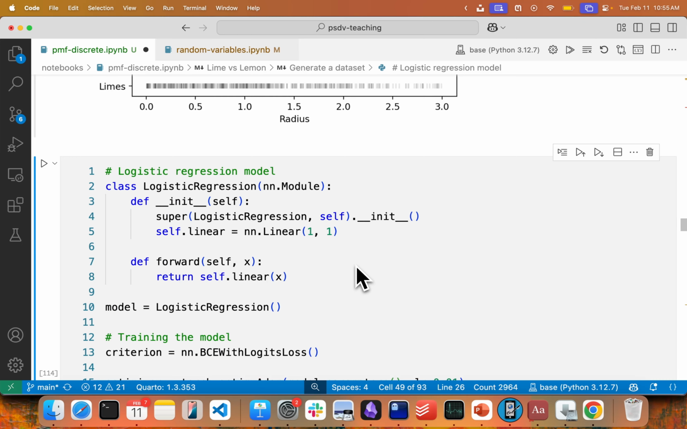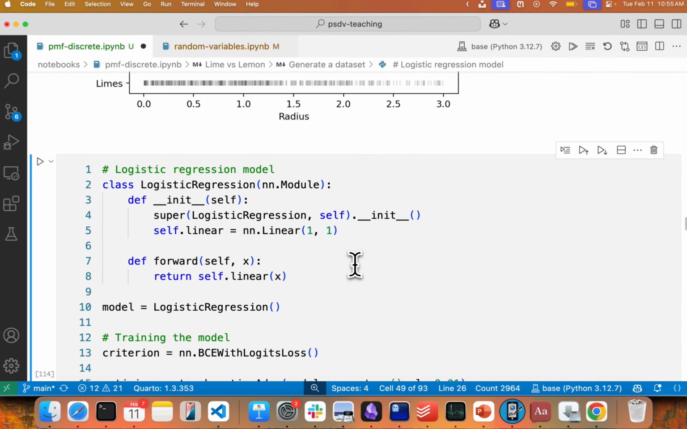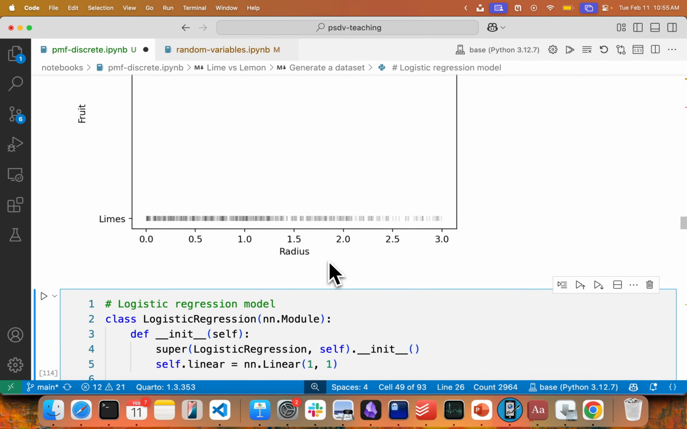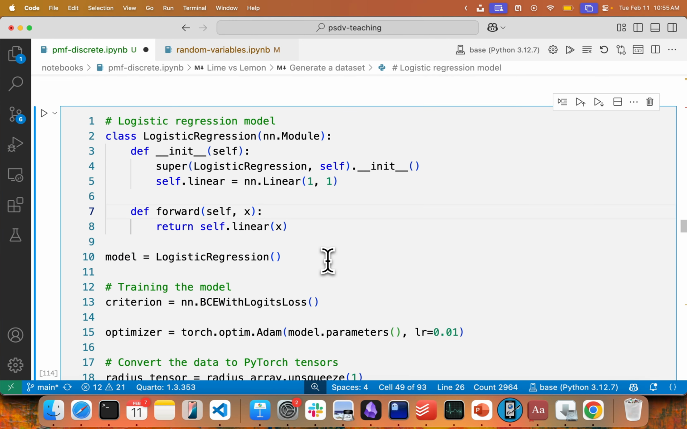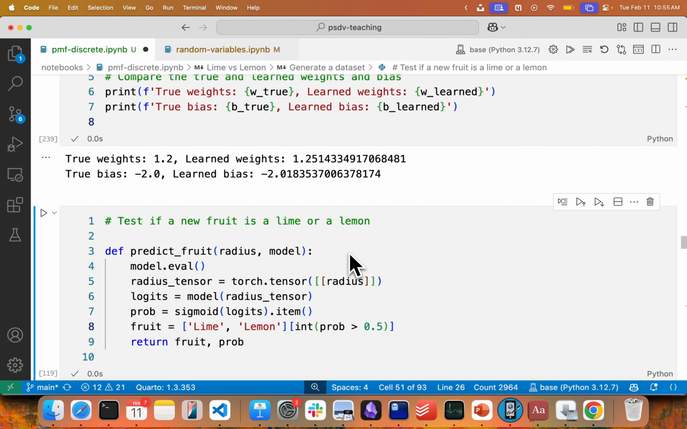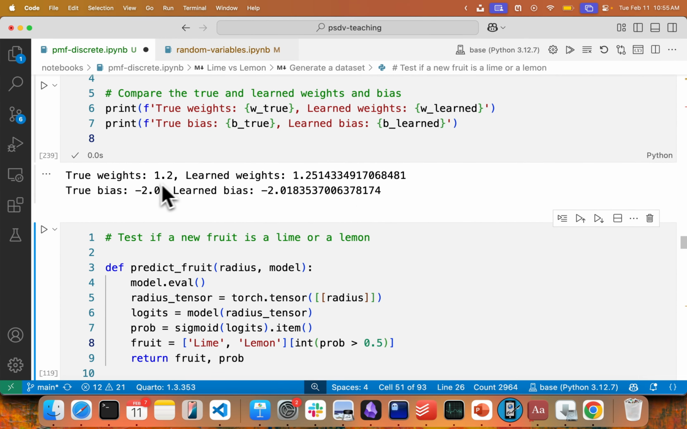And now I'm using something known as logistic regression, which again you don't need to understand at this point. I am trying to learn the W and the B from the data. All of this that I'm showing is the data generation process. Once I've generated the data, I can fit some model and learn the parameters. My true weight was 1.2, I ended up learning 1.25. My true bias was -2, I ended up learning -2.01, which is almost similar.